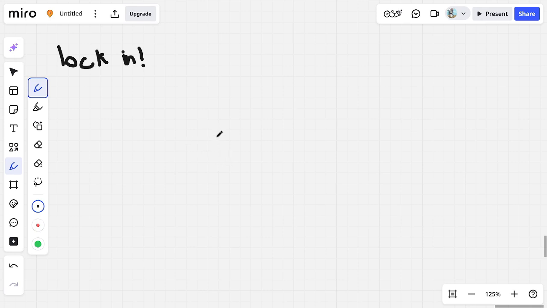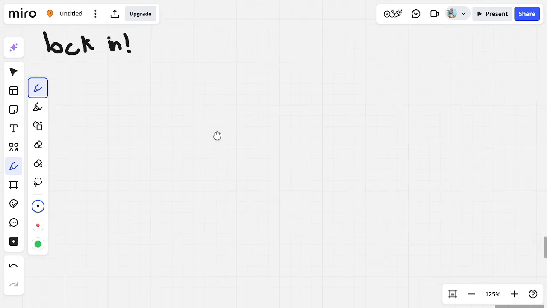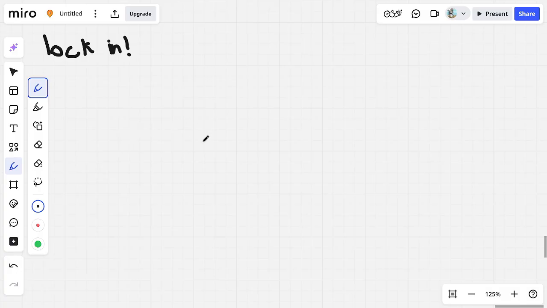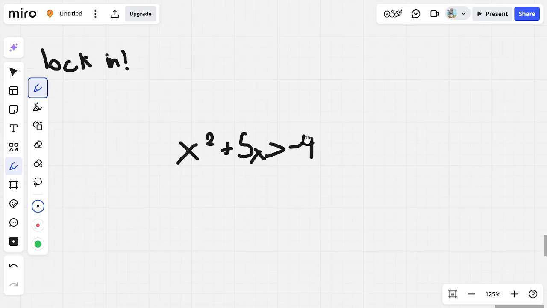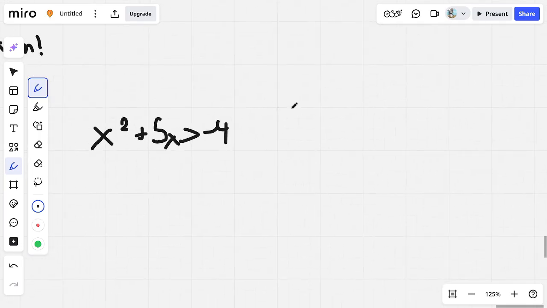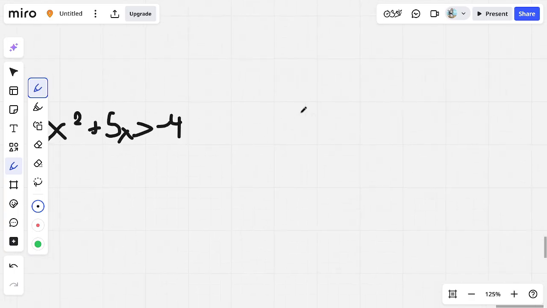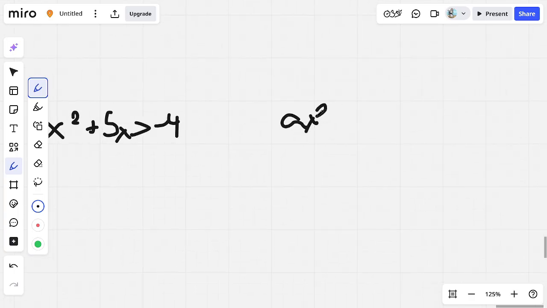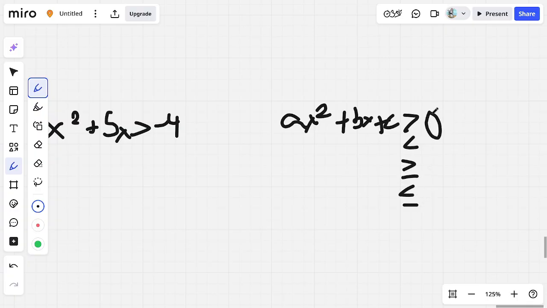Hello, welcome back. Today we're going to be talking about quadratic inequalities. For example, let's have x squared plus 5x is greater than -4. We want to make sure that it is in the proper form, which is ax squared plus bx plus c is greater than, less than, greater than or equal to, less than or equal to 0.